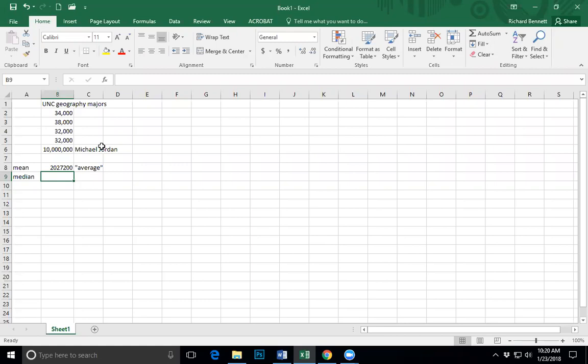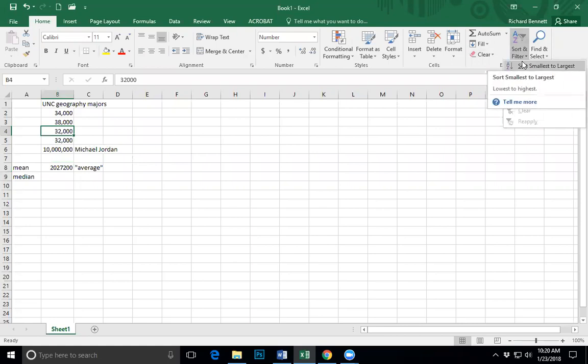Okay, so here's how you would sort your data here. I'm just going to click in this column. I'm going to go over here to sort and filter, and I'm going to sort smallest to largest. I could do it largest to smallest, but I usually go smallest to largest.